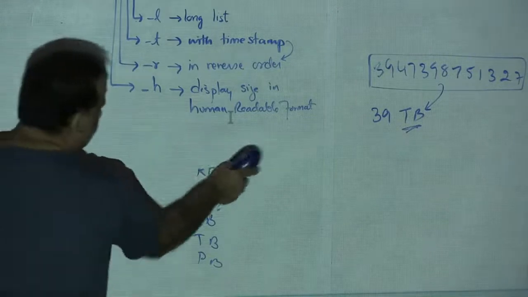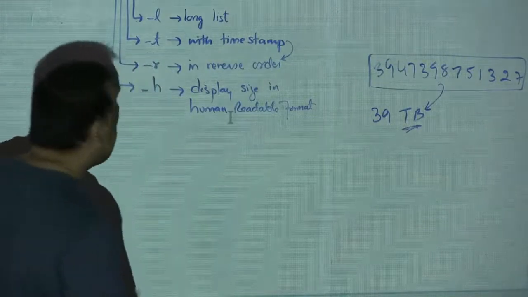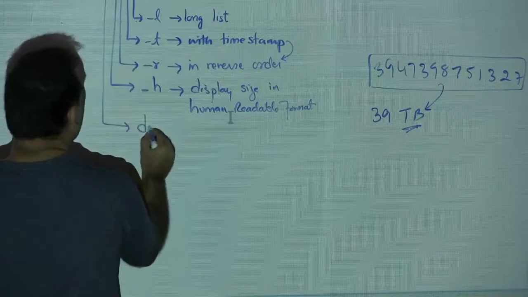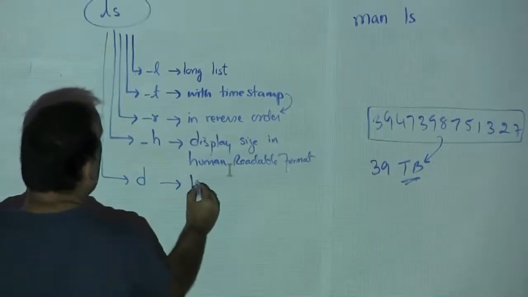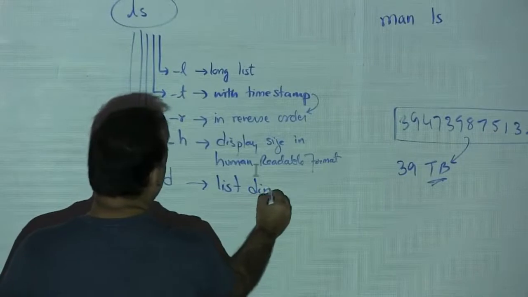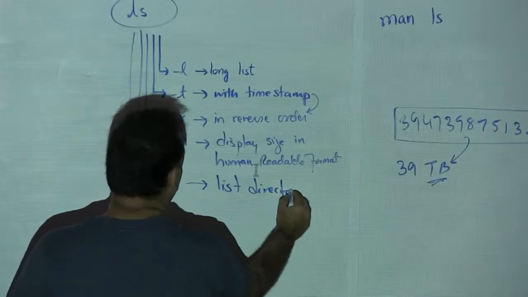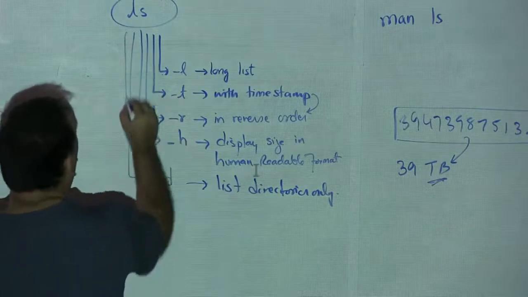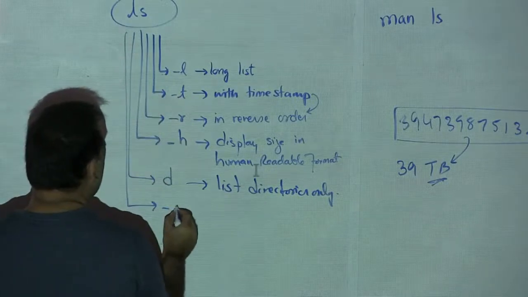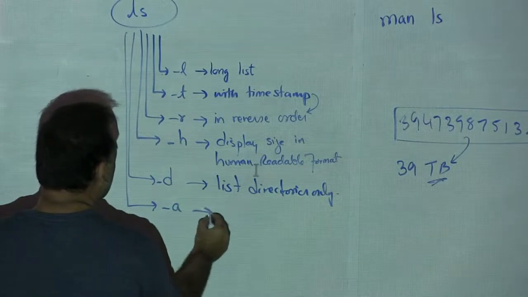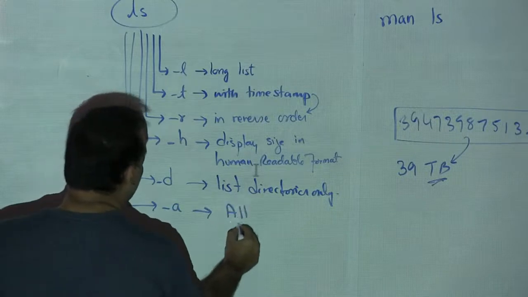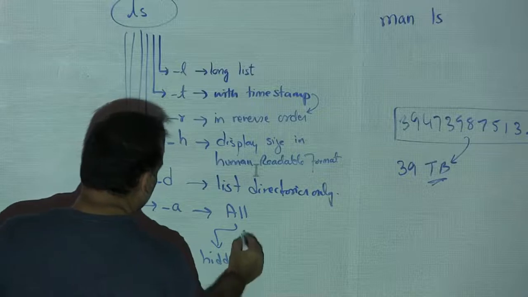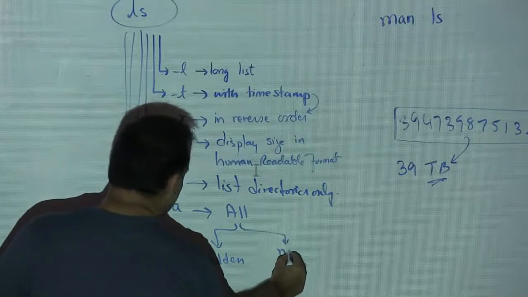Are we clear now? The other flags that I also have here is -d. That means list directories only. The other one is -a. -a is all. All means hidden as well as non-hidden. We will talk about that as well.